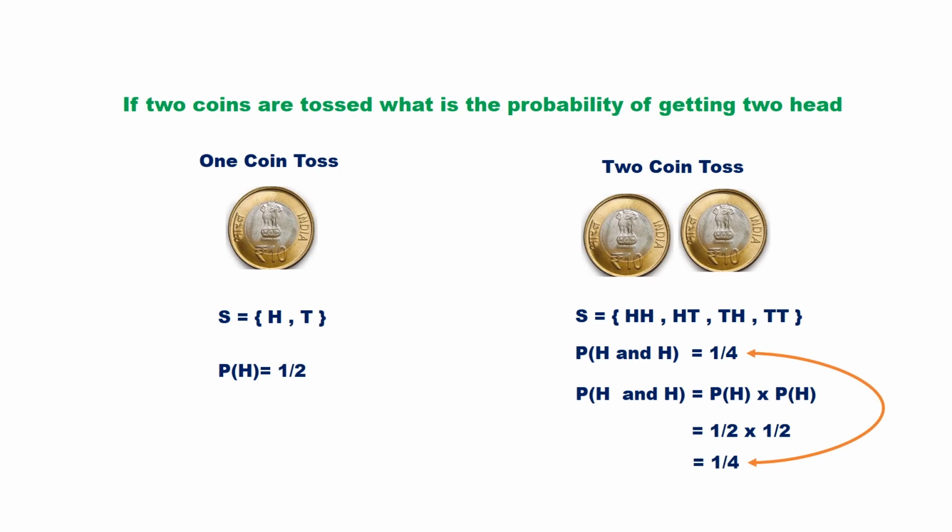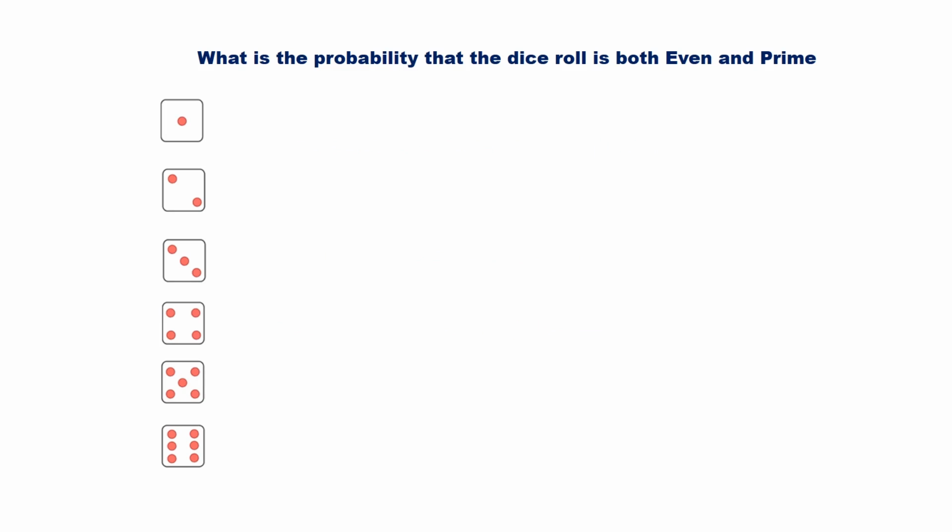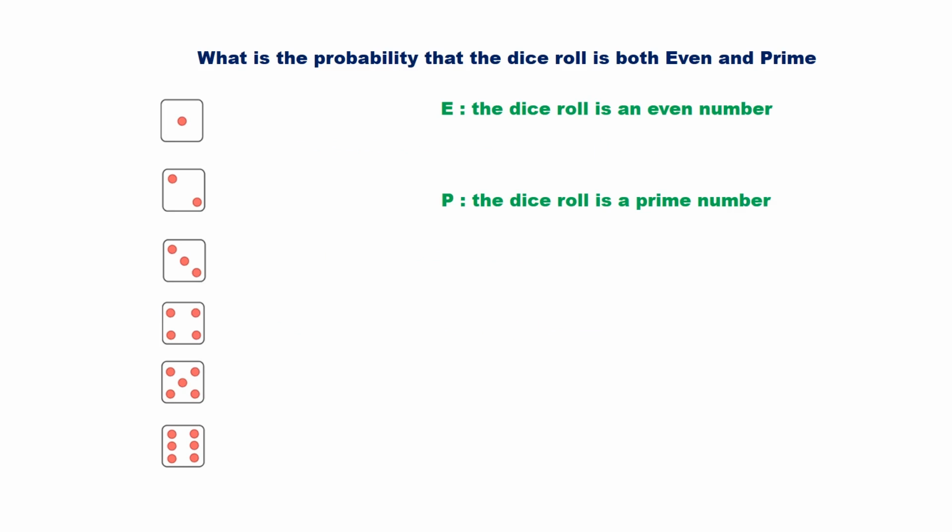This is the restricted conjunction rule. If A and B are independent events, probability of A and B equal to probability of A into probability of B. However, if the events are not independent, then we need to use a modified version of this rule. Let us consider dice roll once again. What is the probability that the dice roll is both even and prime? Let us call E the event that the dice roll is an even number, and let us call P the event that the dice roll is a prime number.